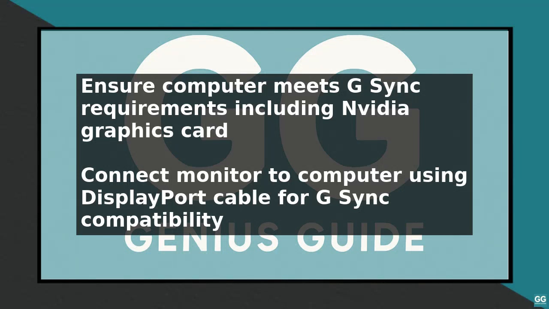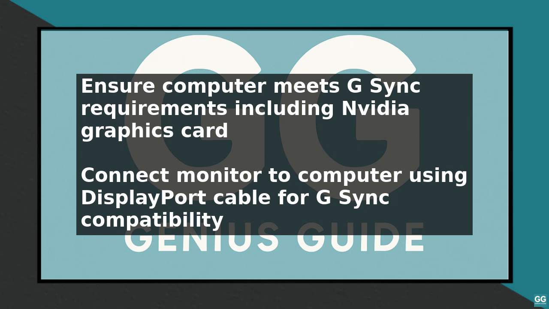To turn on G-Sync in Windows, first ensure your computer meets the necessary requirements, including an NVIDIA graphics card and a G-Sync compatible monitor. Start by connecting your monitor to your computer using a DisplayPort cable, as G-Sync only works over DisplayPort.